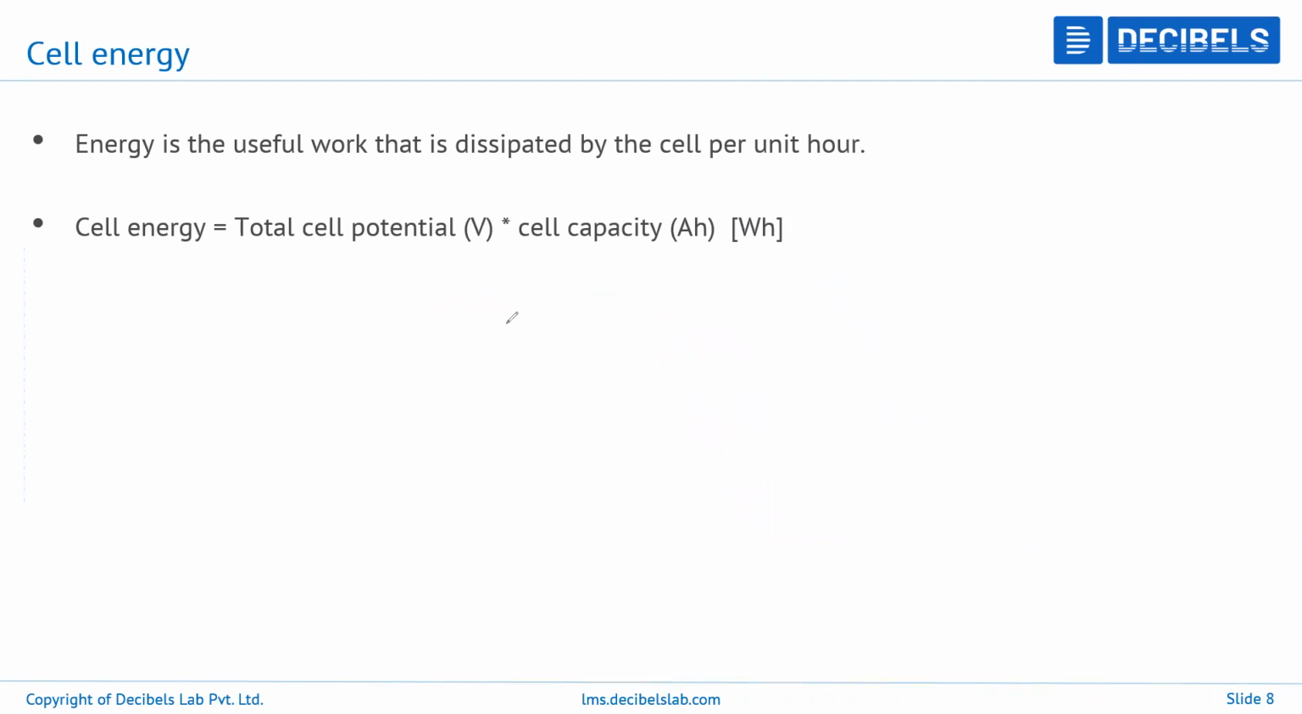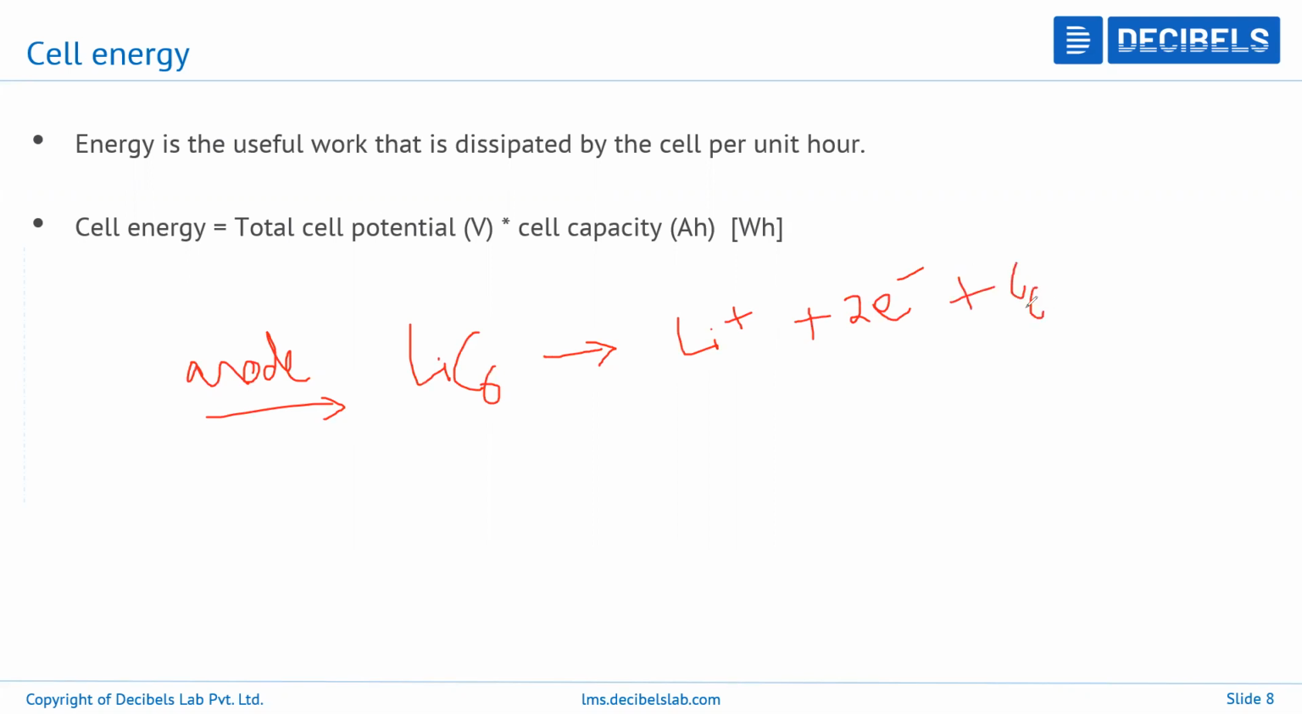Okay, so the reaction goes like this. At the anode we have oxidation of lithium carbide, LiC6. We had seen this example in the previous session, in yesterday's session. So this breaks down into Li ions plus 2 electrons plus C6. Yes, it's supposed to be two lithium ions here, not just one. For this, your electrode potential is minus 3.04 volts. Okay, so this is at the anode.